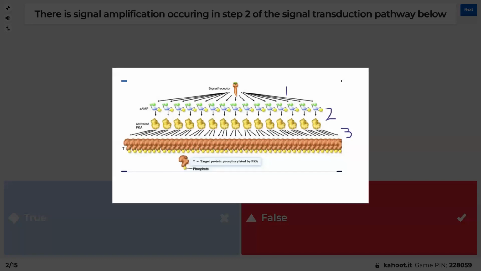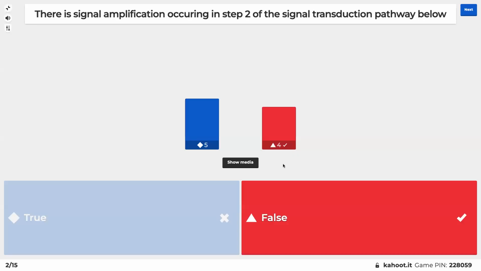So if we go back here, we see that in step one, we have one signal binding to one receptor, and this receptor is activating multiple cyclic AMPs. And that all is happening from just one single signal and receptor interaction. However, step two is between cyclic AMP and the activated PKA, but each cyclic AMP is only activating one PKA. So therefore, we're not seeing any signal amplification, because each cAMP is only activating one PKA. Is that clear to everyone? Cool. We'll go to the next one.